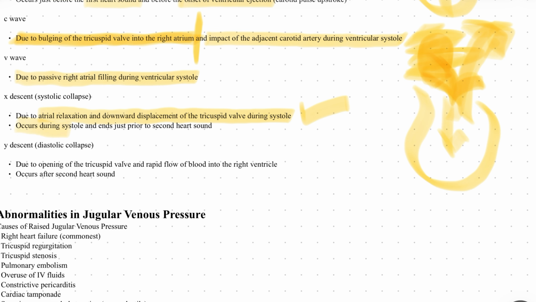An additional point: it occurs during systole and ends just prior to the second heart sound. So this is your PYQ. Y descent, diastolic collapse, we say this is due to opening of tricuspid valve and rapid flow of blood into right ventricle. And it occurs after the second heart sound.